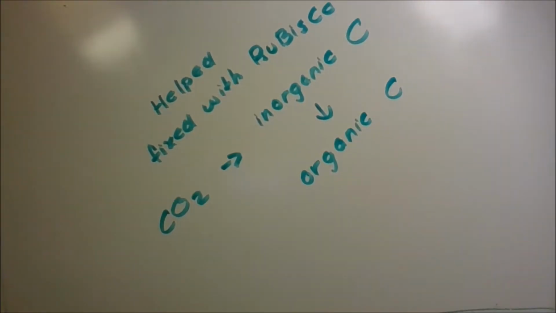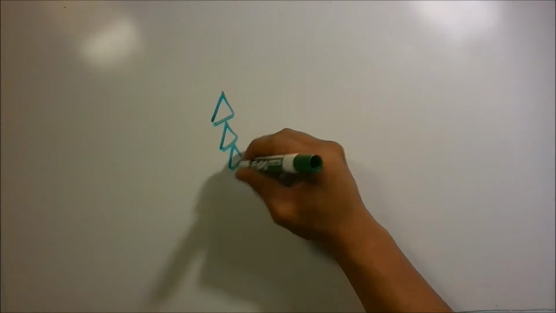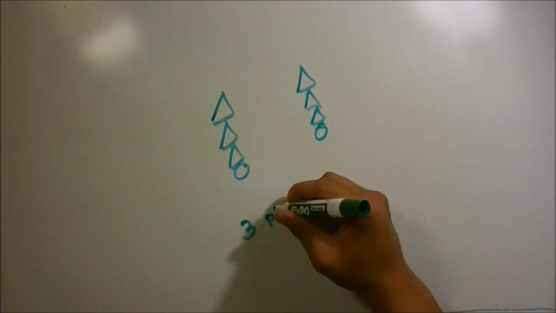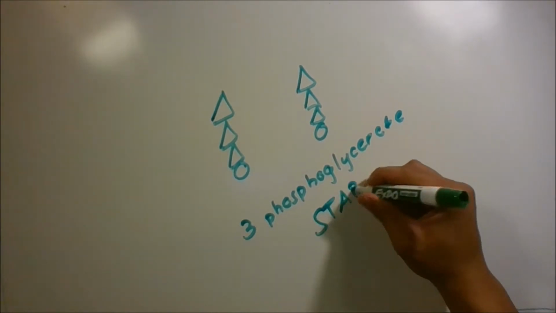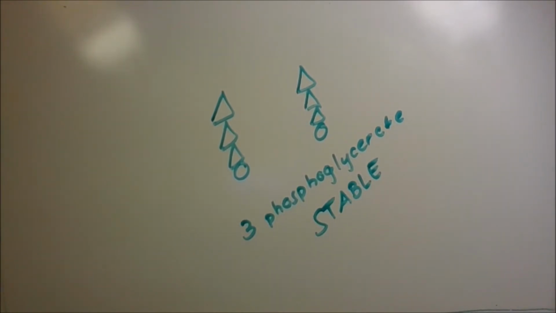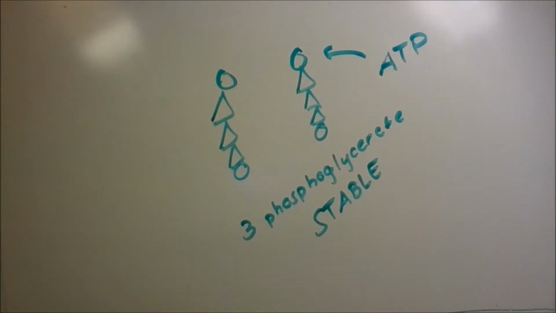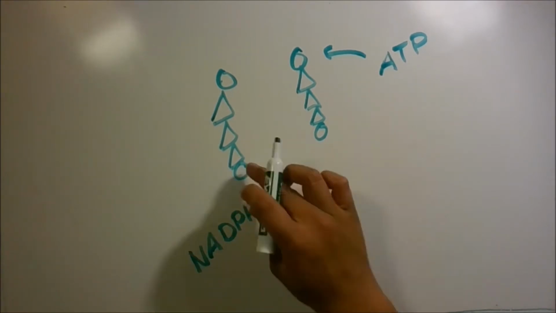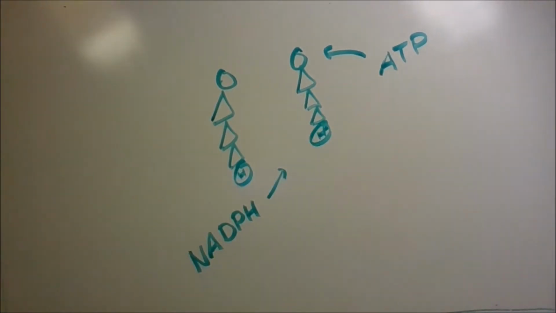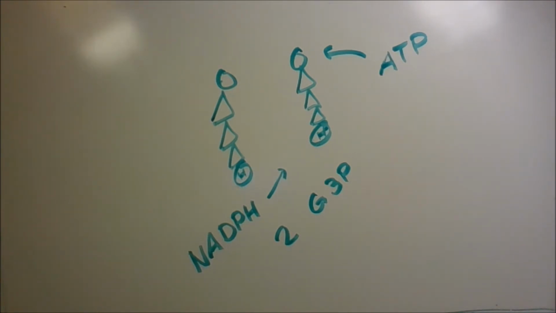In this process, RuBP also becomes very unstable with 6 carbons and breaks down into 2 stable 3-phosphoglycerate compounds. In addition, ATP attaches phosphates onto 3-phosphoglycerate and NADPH attaches the electrons, which can be seen right there on the bottom. This creates glyceraldehyde 3-phosphate, otherwise known as G3P.